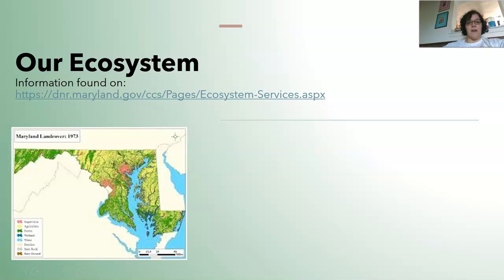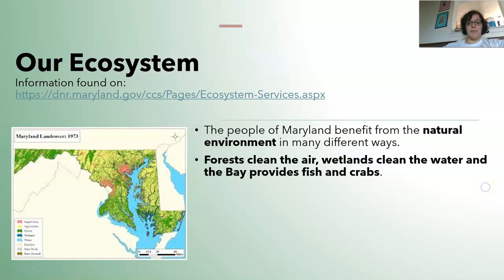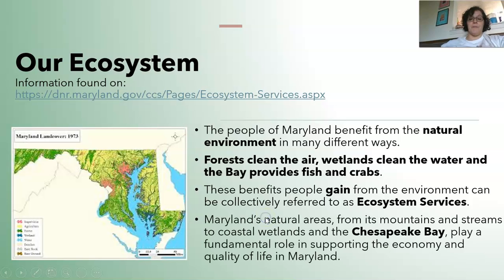Now this information I found from our dnr.maryland.gov website. Our ecosystem here in Maryland. The people of Maryland benefit from the natural environment in many different ways. Forests clean the air, wetlands clean water, and the bay provides fish and crabs. These benefits people gain from the environment can be collectively referred to as ecosystem services. So obviously without the bay, our wetlands, or the forests, these dark green areas, we would not have a proper ecosystem service.